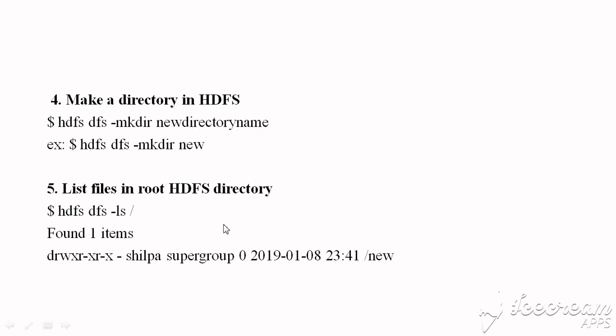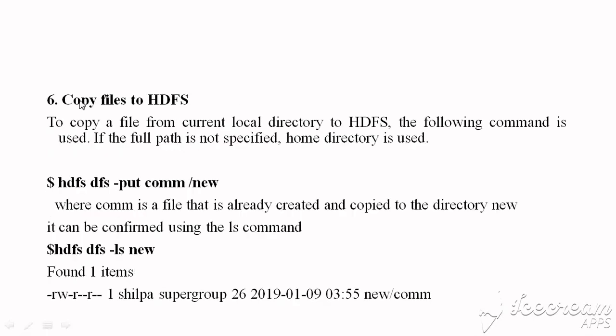Okay, so you can see the output here, and that is copy files to HDFS. To copy a file from your local directory to the Hadoop distributed file system, we have a command called -put. Put is a command which is used to copy files from your local directory to the Hadoop distributed file system. If you don't specify the path to which you want to copy, then by default it takes the home directory. So here I am mentioning the path.